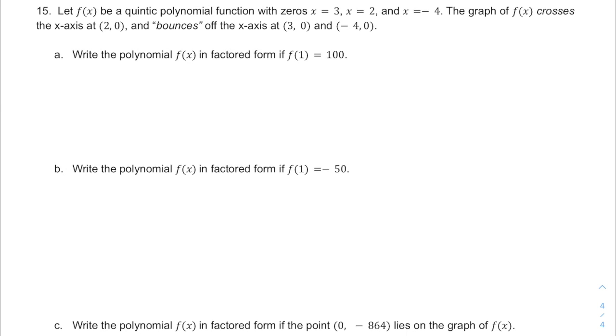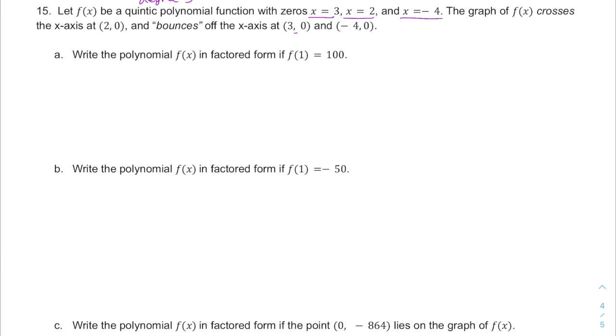Okay, for problem 15, we are going to be writing the equation of a polynomial function f of x. So it says let f of x be a quintic, meaning degree 5, polynomial with zeros at x equals 3, x equals 2, and x equals negative 4. So right away I see that I only have 3 zeros when I would expect 5 based on the fundamental theorem of algebra. So I'm probably thinking that we will have a multiplicity for some of these.